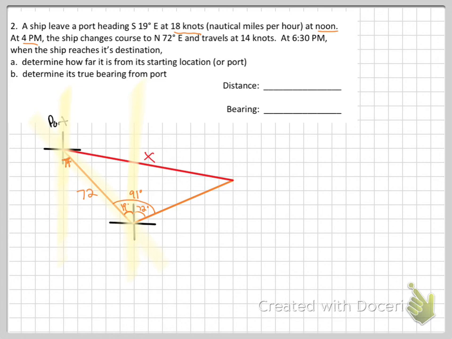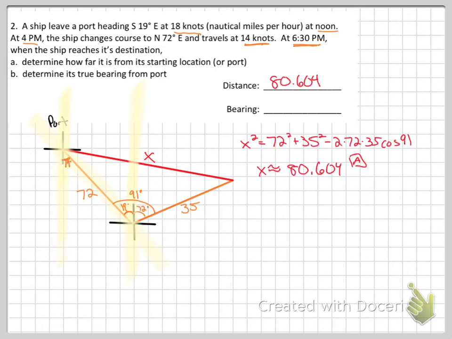Then from 4 p.m. till 6:30, so 2.5 hours at 14. 14 times 2.5 is 35. Now you have enough to solve for x. This is what, our third cosine problem in just this video. So please solve for x on your own. Pause your video. Okay, hopefully you get 80.604. You can see my setup, and then hopefully you can follow what I did after that.